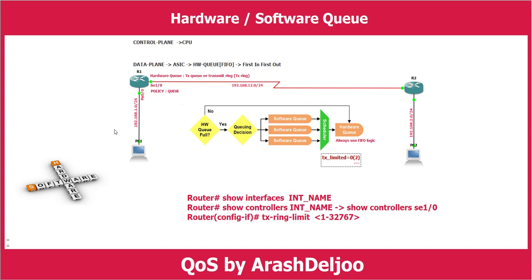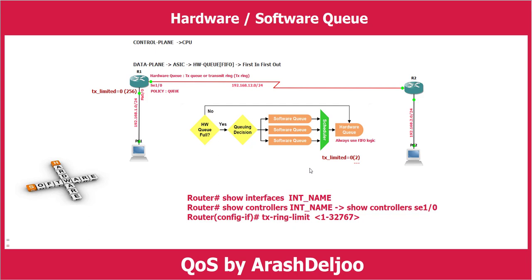Because of that, here we can gather more packets compared with the serial 1/0, which has only 1.5 megabit per second of bandwidth. Let me write here for the FastEthernet 0/0. In our IOS, we have a hardware queue length of 256, but here in the serial 1/0 we have a length of 2.